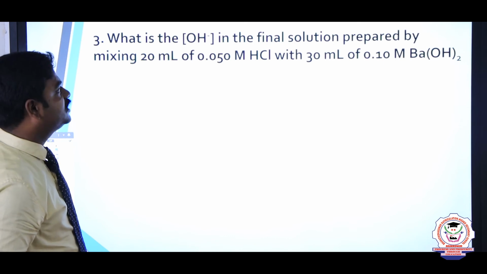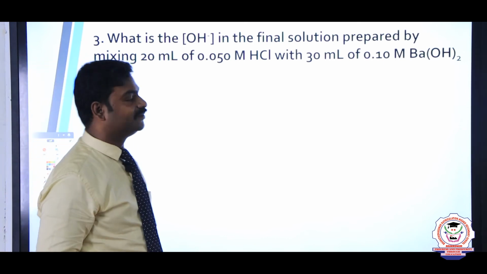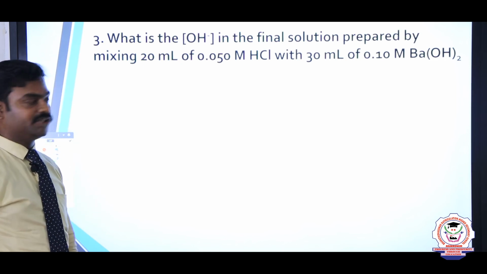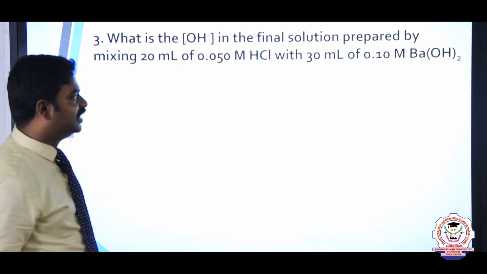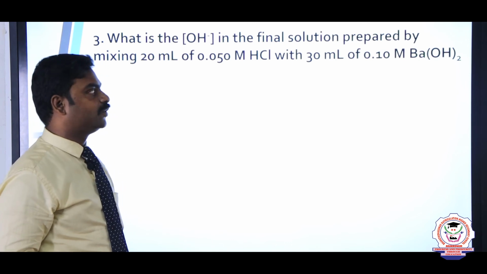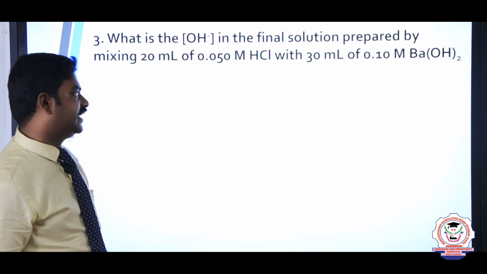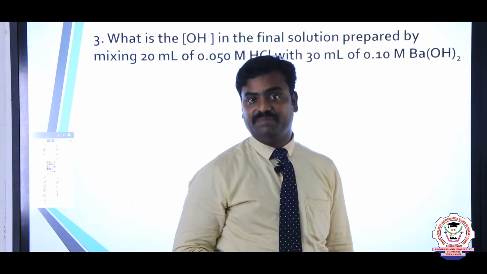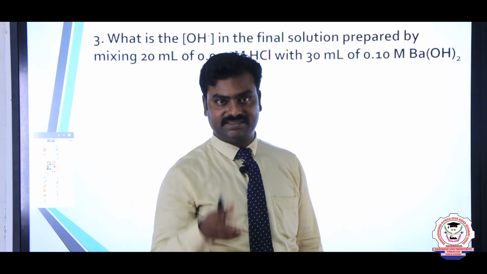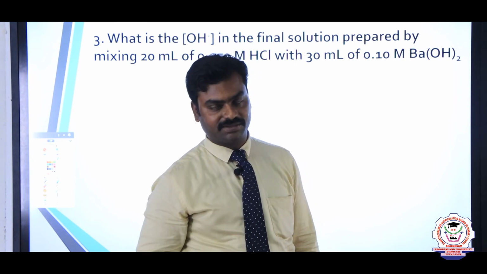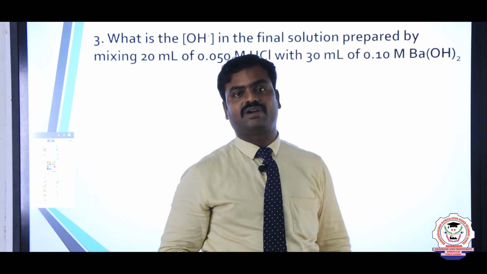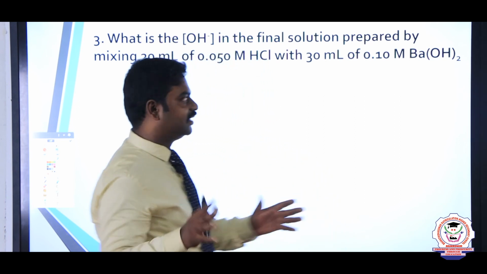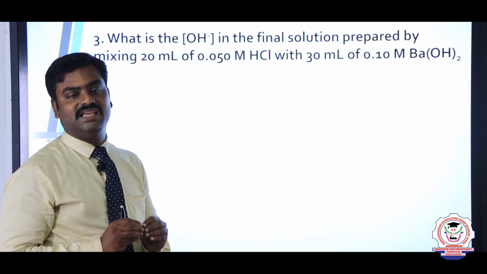The third problem is, what is the OH minus ion concentration in the final solution prepared by mixing 20 ml of 0.050 molar HCl with 30 ml of 0.10 molar barium hydroxide? See, they are asking us to find out OH minus ion concentration after mixing two different solutions. One is an acidic solution, another one is a basic solution. So for these kinds of solutions, we have to find out the number of milli equivalents.